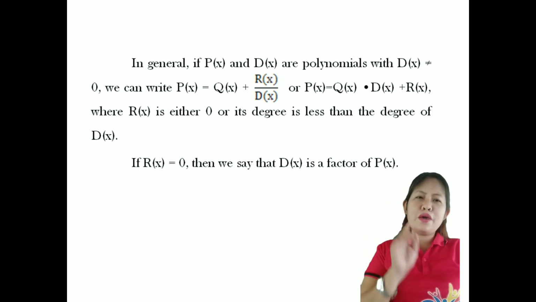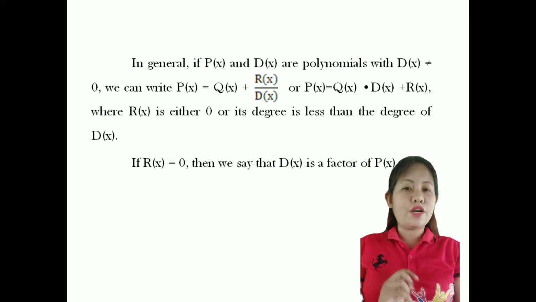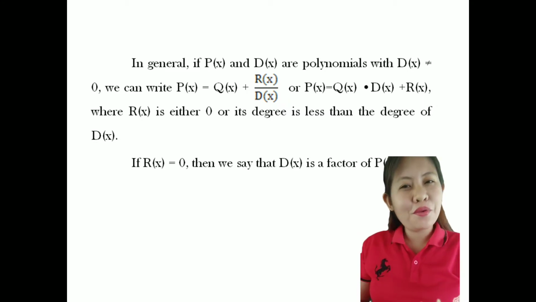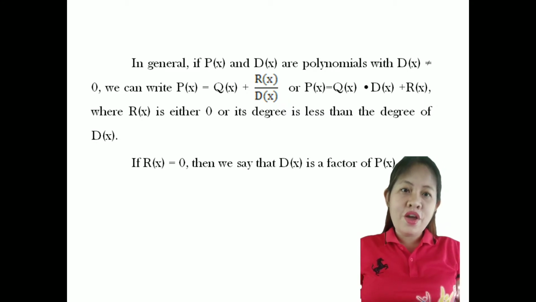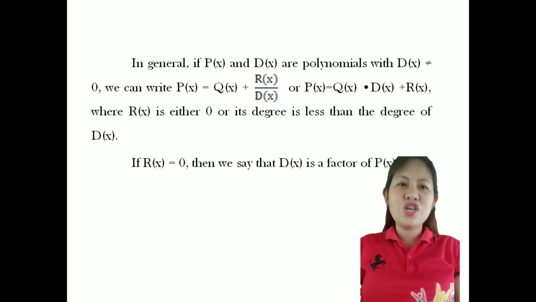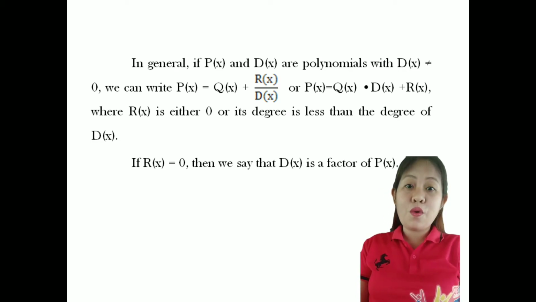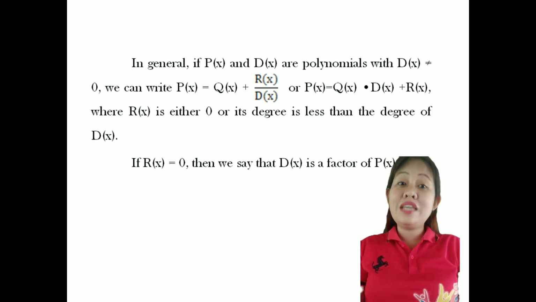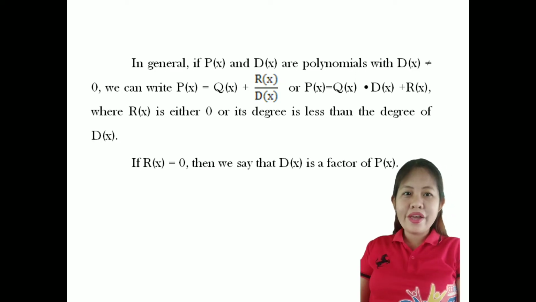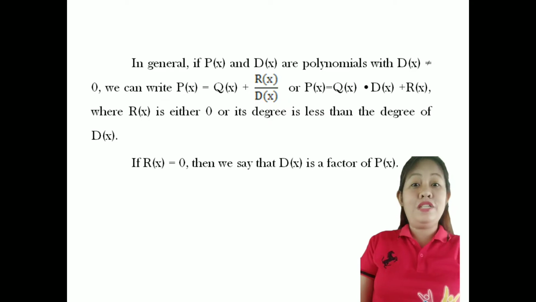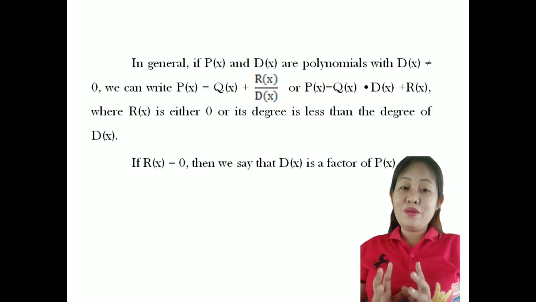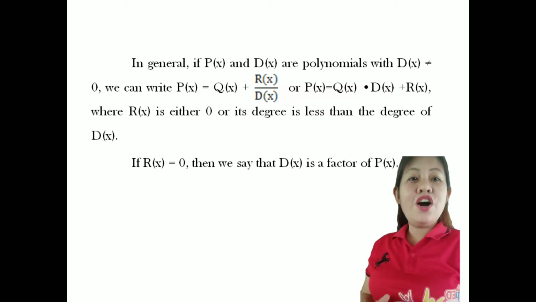In general, if p of x and d of x are polynomials with d of x not equal to 0, we can write p of x is equal to q of x plus r of x divided by d of x, or p of x is equal to q of x times d of x plus r of x, where r of x is either 0 or of a degree less than the degree of d of x. And take note, if r of x is equal to 0, then we say that d of x is a factor of p of x.